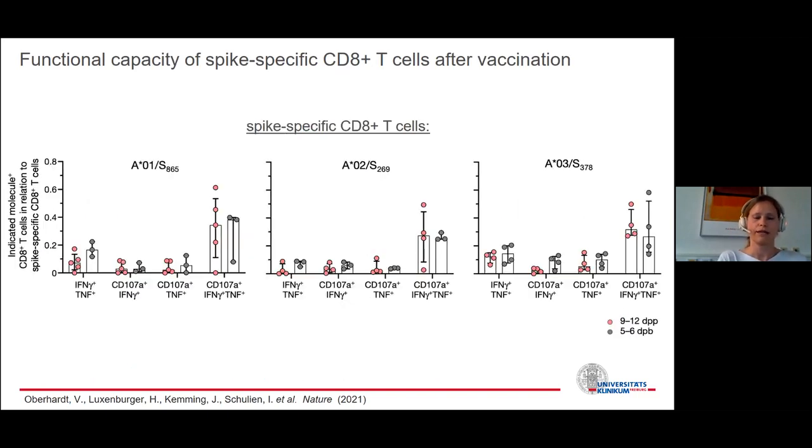And again, we wondered whether there is a difference in the functional capacity of the spike-specific CD8 T cells after boost compared to the prime vaccination. We compared again the cells at peak expansion after the first and the second dose, and then compared the multifunctionality of these cells. And we couldn't detect differences. So conserved functional capacities after prime and boost vaccination are induced.